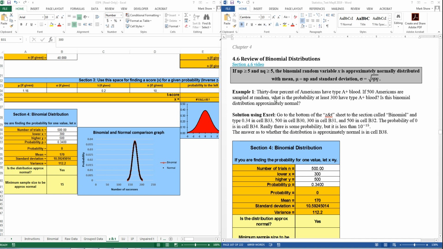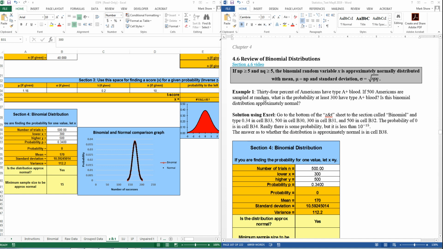Okay, this is section 4.6, and this is a review of the binomial distribution. The only thing new is determining if the binomial distribution is approximately normal. For it to be approximately normal, your sample size times the probability of success, p, has to be greater than or equal to 5, and also the sample size times the probability of failure, q, has to be greater than or equal to 5. Let's go ahead and do a problem here.